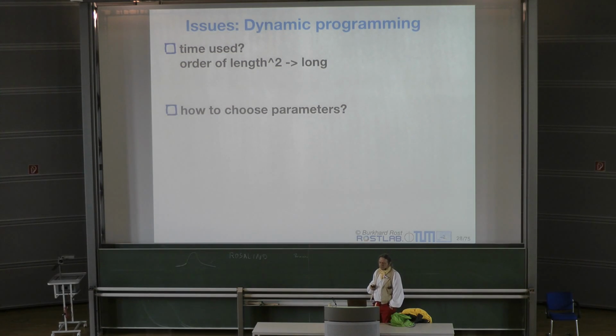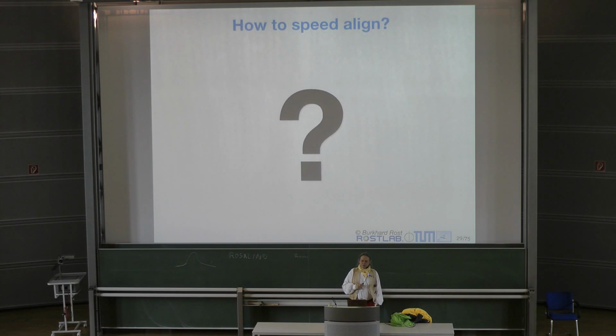Okay, the other issue is that we have to choose some parameters. The gap open penalty was a parameter. Which substitution matrix to use was a parameter. But let's turn to a different question. How could we possibly speed up the alignment process?